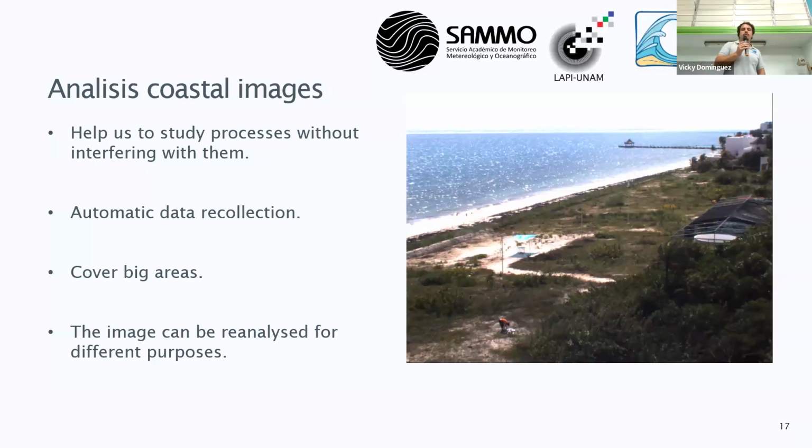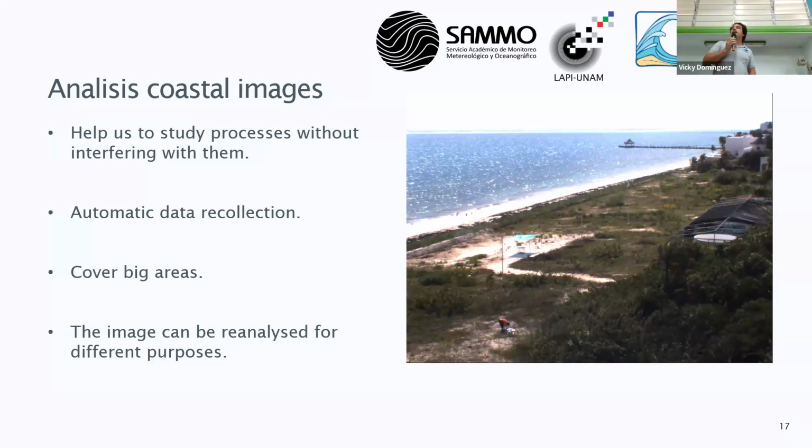The first thing is why we are going to use this approach to study some of the processes. It helps us study the processes without interfering with them. You don't have to go to the camp. You don't have to store the little things there. You don't have to put a foot on the place. You can do it automatically, so you don't have to worry about how many times you have to go. You can cover big areas compared with going and doing it by yourself. And the images can be reanalyzed for different purposes.